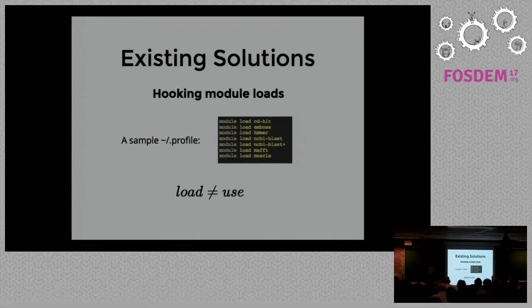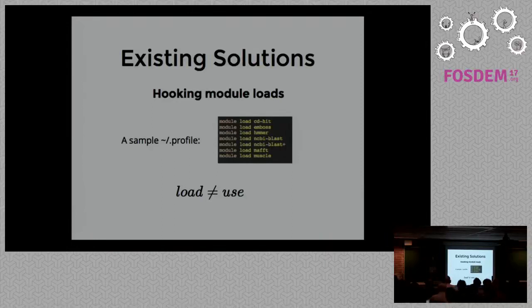Then there are, if you're using a module system, which, how many people here do know what a module system does? All right, so I'm going to explain this briefly. A module system is a way to load and unload software in different versions. So module load, in this case, Emboss, for example, loads Emboss in the most current version. If you would do an unload, it would unload it. It does that by setting environment variables.